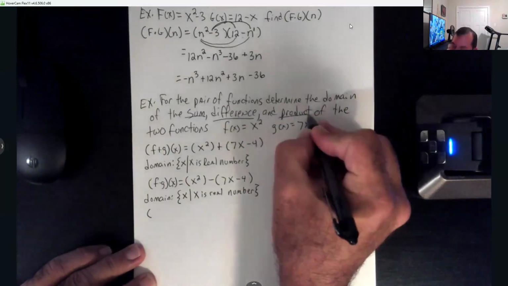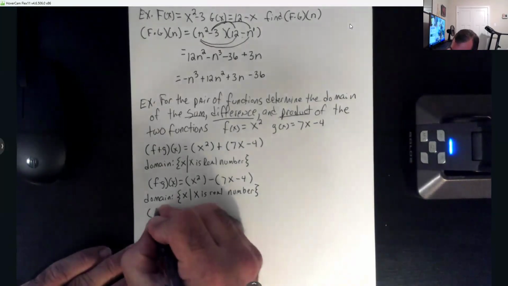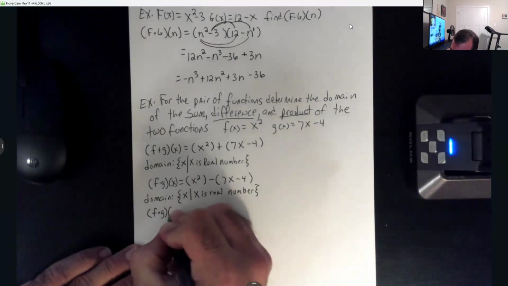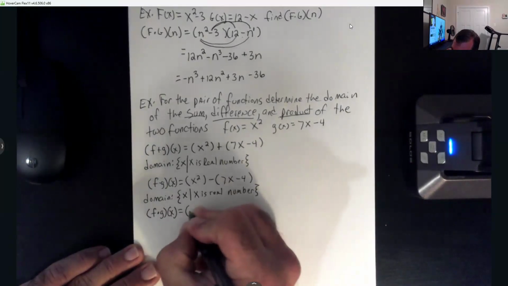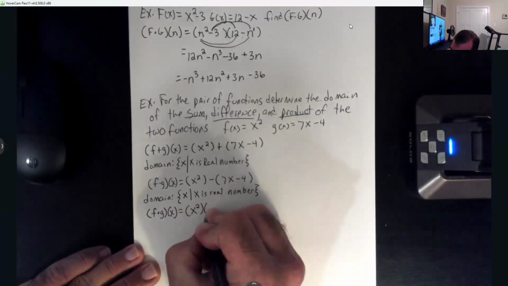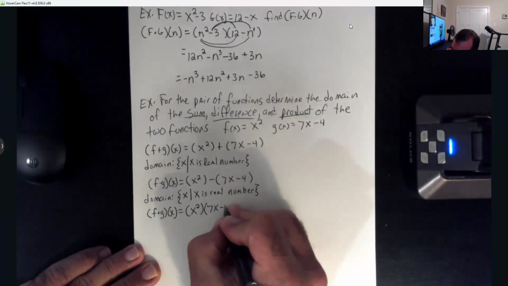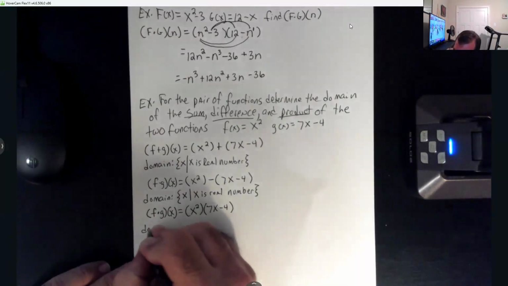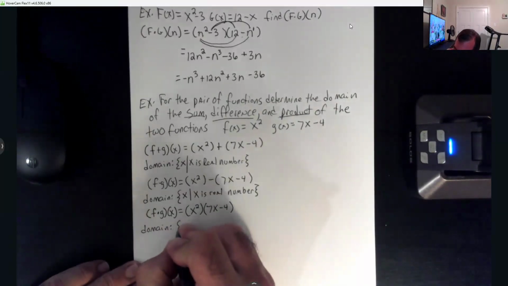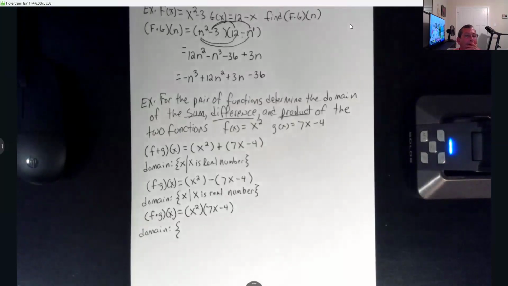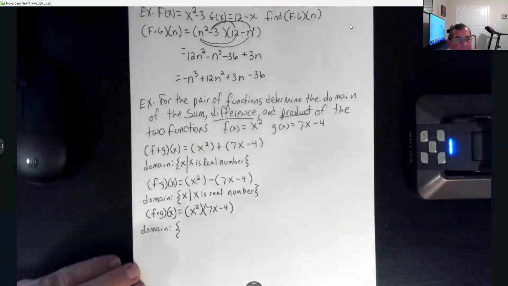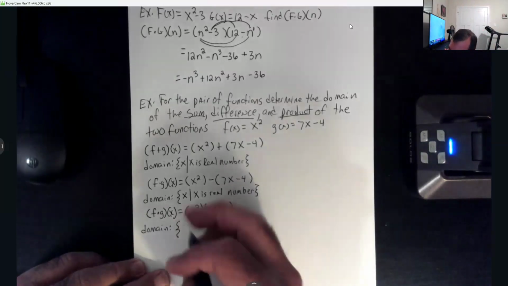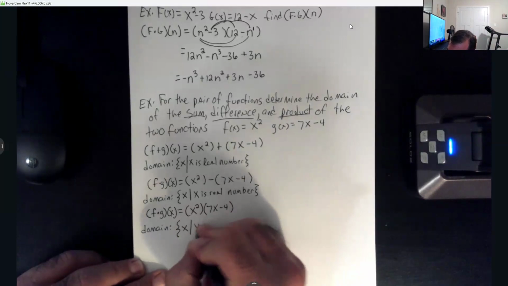And then product will be f times g of x. That'll equal my f x squared times my g, 7x minus 4. So do y'all want to try that one? So let's see, Roxy, if you're good, Tater. So all real numbers again. There's no way I can make that into a fraction. So good job.